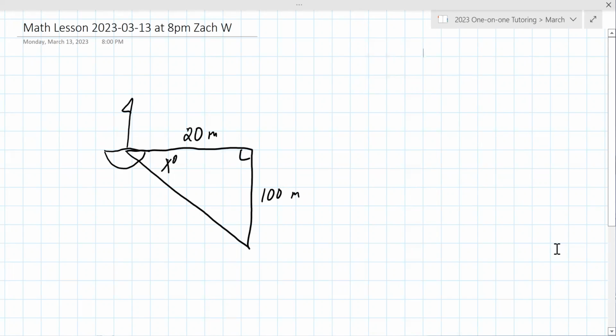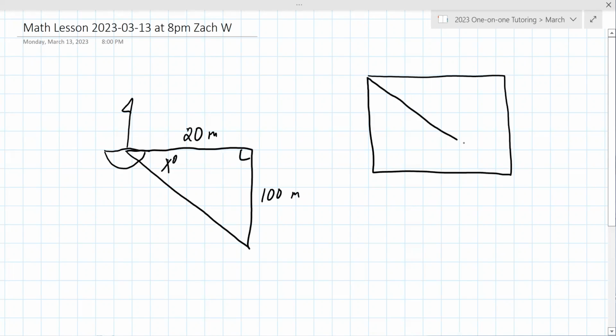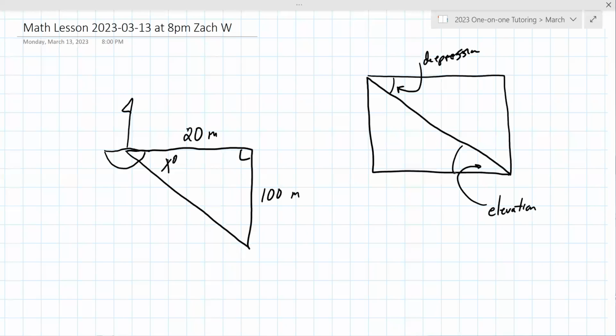One thing that you did mention, it's really a rectangle with two angles. The depression is this one here, and then the elevation is this one here. That elevation is over there. And they're the same. They're opposite, they're alternate interior angles. Alternate interior angles. Yes.